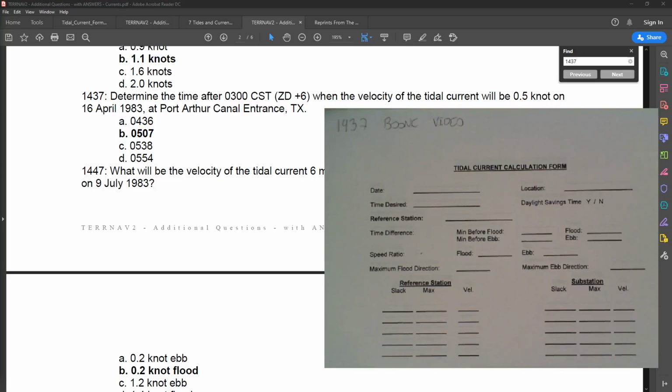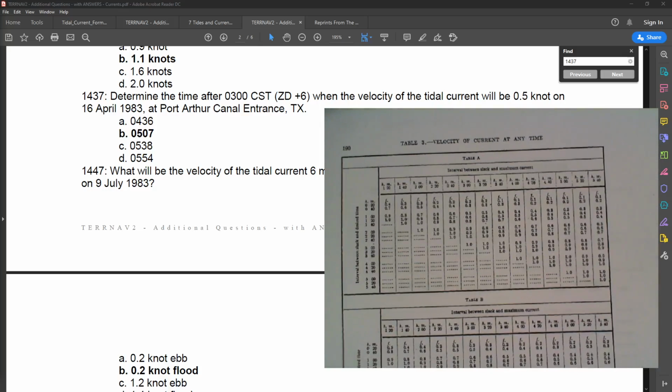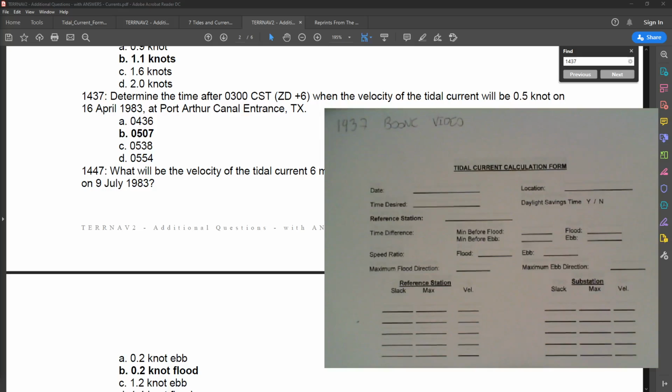US Coast Guard 1437 and US Coast Guard 1467. For these two problems, you will need Table 3, velocity at any time. These problems cover the time at a certain velocity of the current. If you watched the velocity video on this channel, which you can look back at earlier, and you understand the concept of this, I promise you will be able to understand these principles as well.